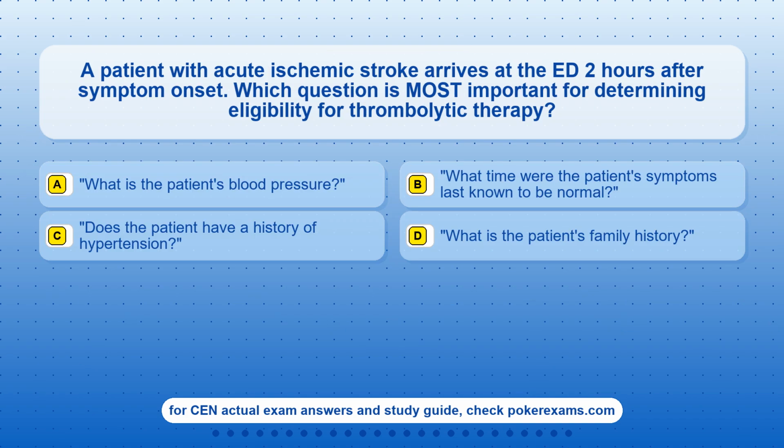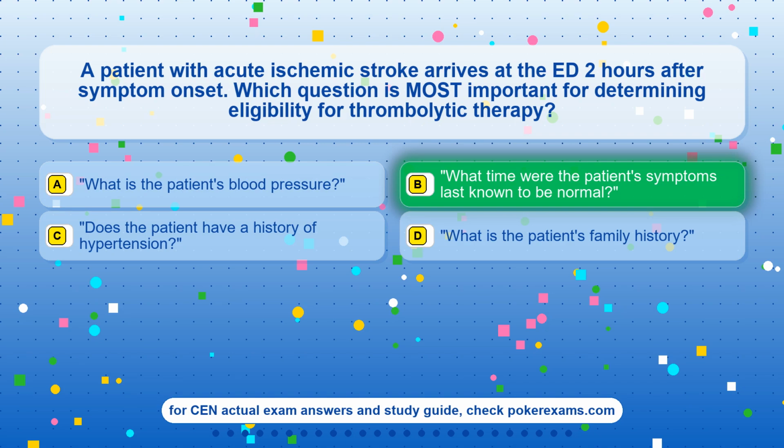Question 6. A patient with acute ischemic stroke arrives at the ED 2 hours after symptom onset. Which question is most important for determining eligibility for thrombolytic therapy? Option A, what is the patient's blood pressure? Option B, what time were the patient's symptoms last known to be normal? Option C, does the patient have a history of hypertension? Option D, what is the patient's family history?